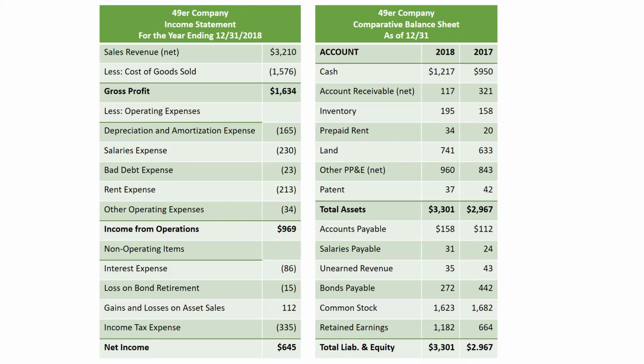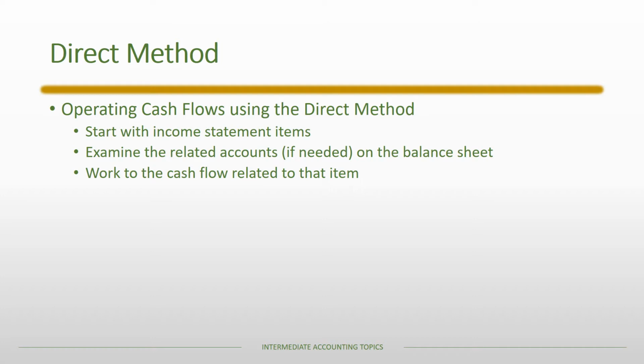All right, so again, we're going to use the same numbers as we used with the indirect method, but we're just going to now use the direct method for the operating section. And so when you're doing the direct method, you start with each income statement item, and then you have to examine any related accounts that are on the balance sheet, and then you work with those two pieces of information and sometimes some information out of the specific transactions or additional information. But normally you're just going to be using the income statement and any balance sheet items to work your way to the cash flow related to that item.